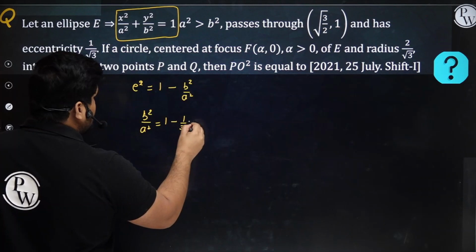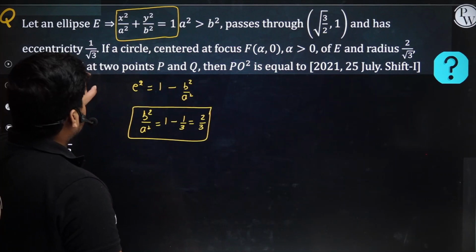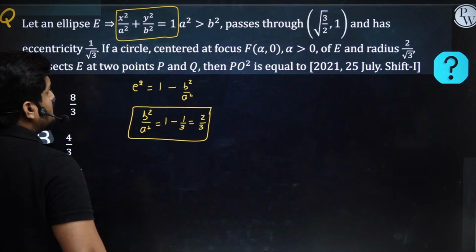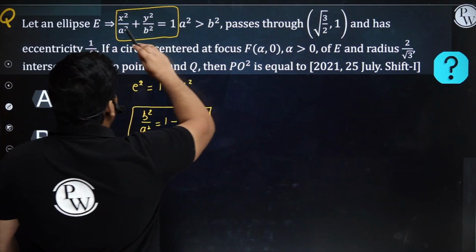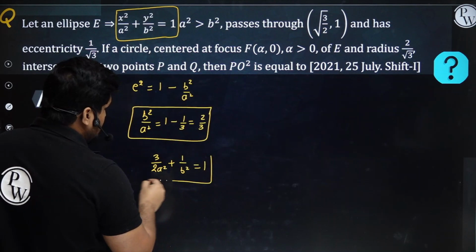Now what is next? This is passing through root 3 by 2 comma 1. So if you pass it through root 3 by 2, 1, so this is 3 by 2 a square, right? Root 3 by 2, put it here. 3 by 2 a square plus 1 upon b square is equal to 1. This is the second relation. Now what is next?